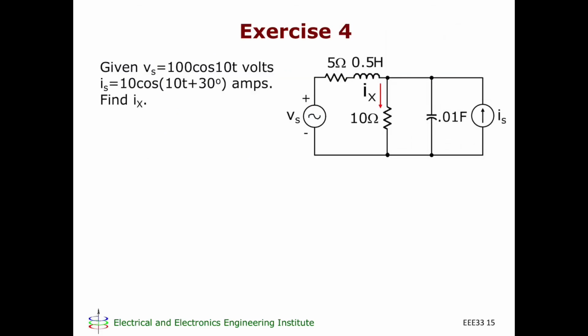Let's do our fourth exercise. This time, let's consider a circuit with two sources, a voltage source and a current source. So here, the voltage source is V sub S equal to 100 cosine 10t, and the current source is I sub S equal to 10 cosine of 10t plus 30 degrees. And the problem is to solve for the current I of X. Again, the first step that we follow is to transform the network.